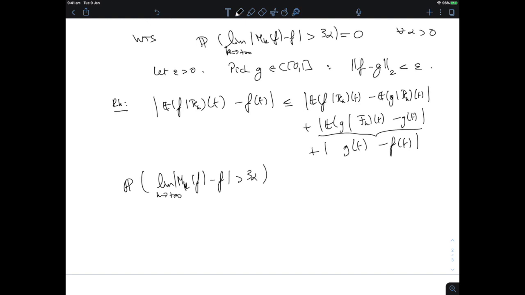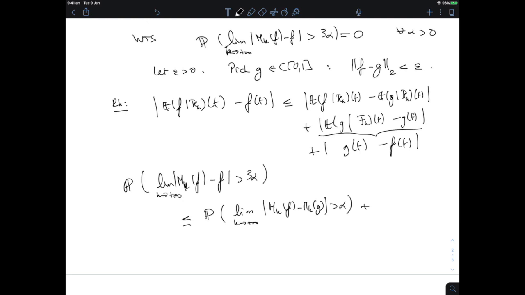So really this set where the limit is greater than 3 alpha is included in the union of 3 sets. The sets where this is greater than alpha, this is greater than alpha, and this is greater than alpha. Now that tells me that the probability of the limit being greater than 3 alpha is smaller than the probability of, well, let's have a look at what the first set is. This is the set where the limit, we know that this limit exists, as k goes to plus infinity of mkf minus mkg is greater than alpha.